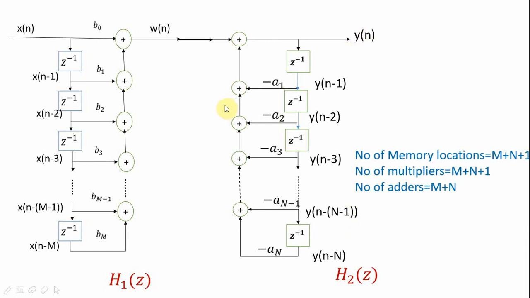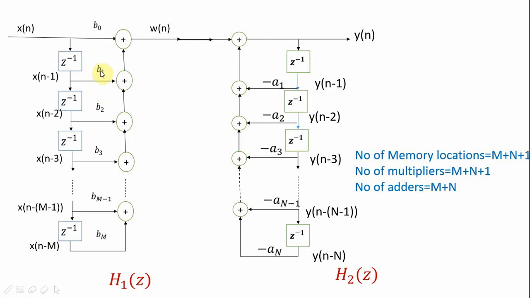So how many memory locations are required? How many adders and multipliers are required to realize this? So the number of memory locations depends on how many previous inputs and previous outputs have to be stored. Here you observe that previous inputs are x of n minus 1 up to n minus capital M. So there are capital M previous inputs and capital N previous outputs, and in addition we also have to store one intermediate signal w of n. So the memory locations requirement is M plus N plus 1.